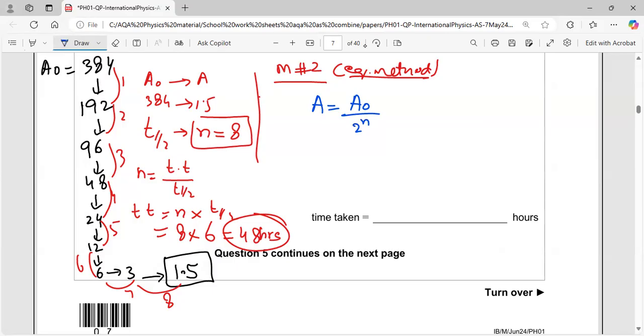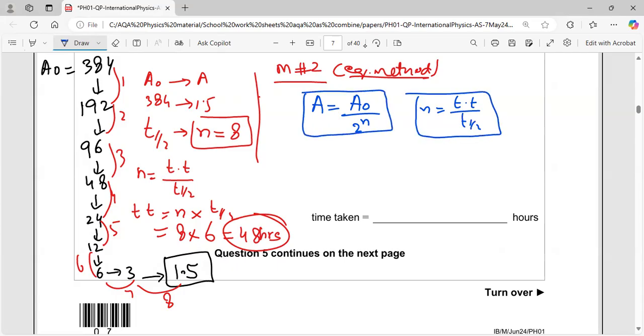Okay, n is the number of half-lives and n is total time over half-life. So these are the two formulas that you are going to use over there. So what you do is you have to find n, so you just replace these two and then just put the value. This is 384 and this is 1.5, and then you take the natural log on both sides, so natural log 2^n and natural log 384 over 1.5.